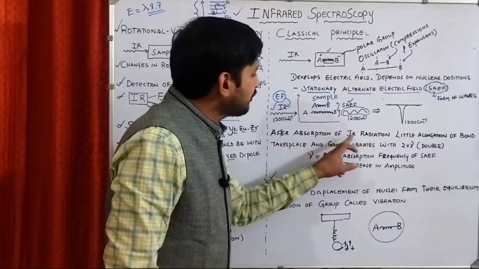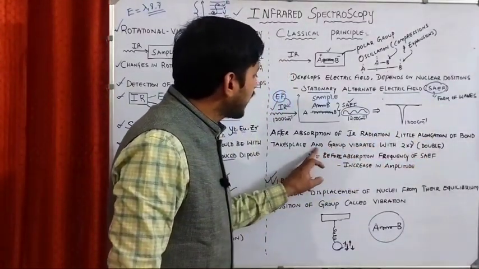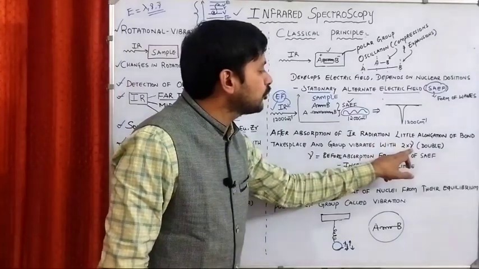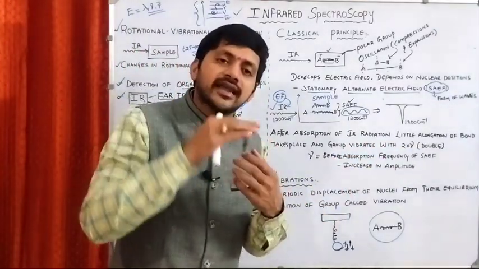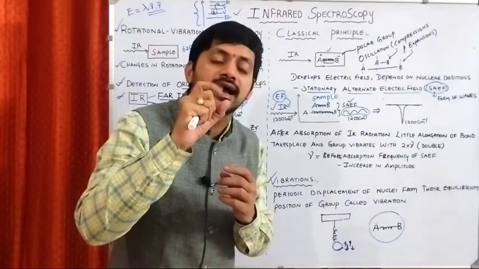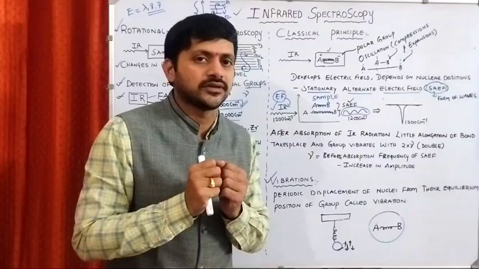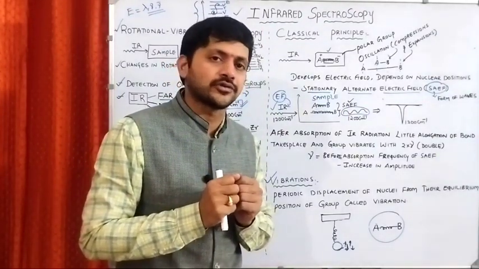After the absorption of IR radiation, a little elongation of the bond takes place and the group vibrates with twice the frequency. It means that after the absorption of the radiation, a slight increase in the height of the peak takes place. So this is all about the principle of IR spectroscopy.